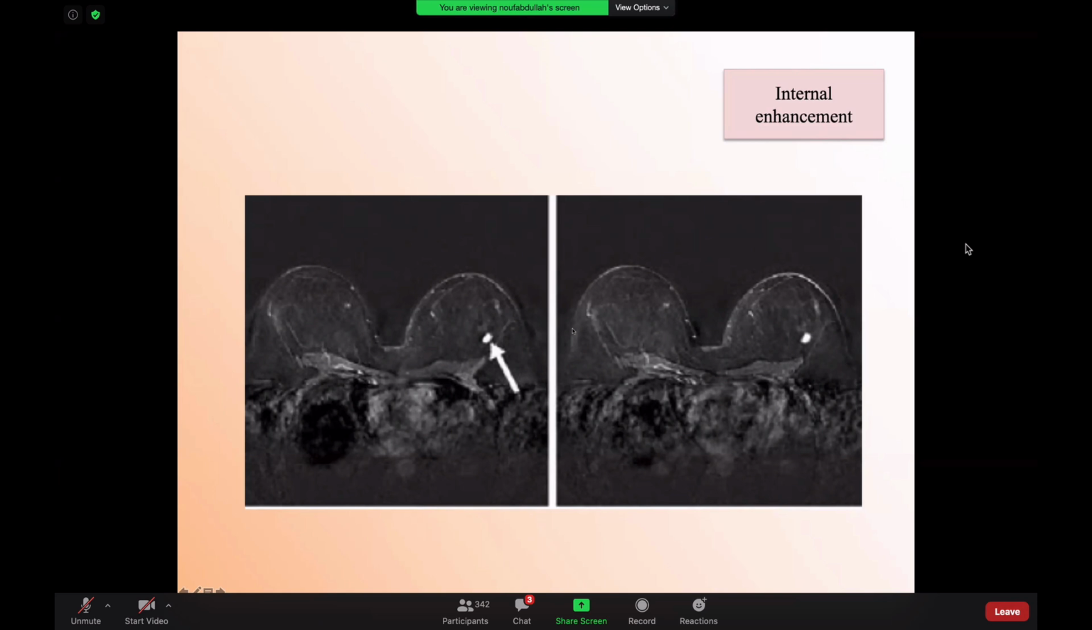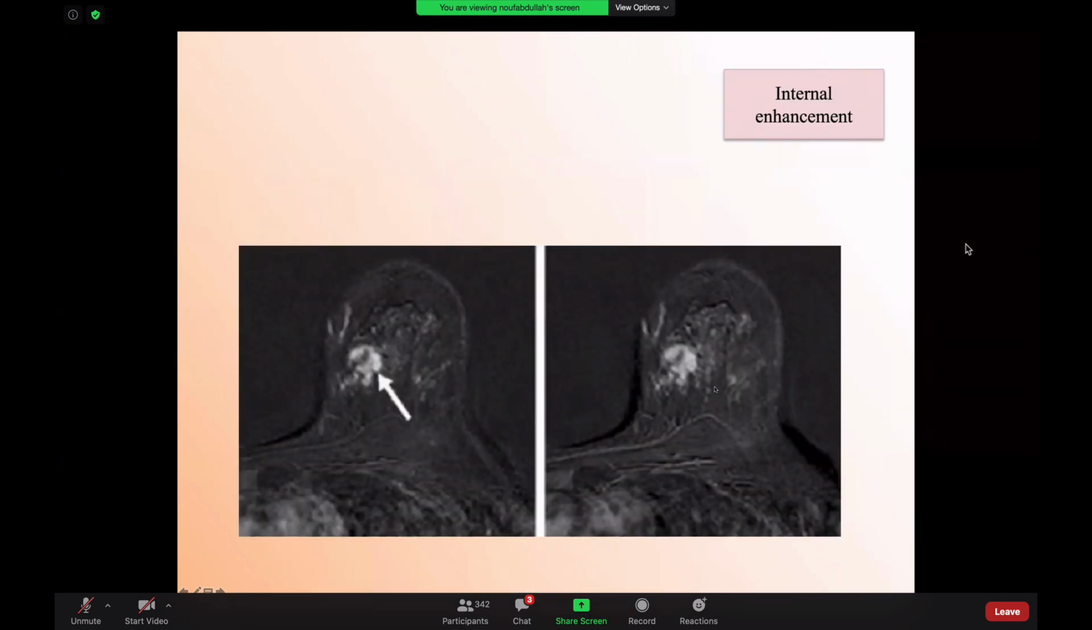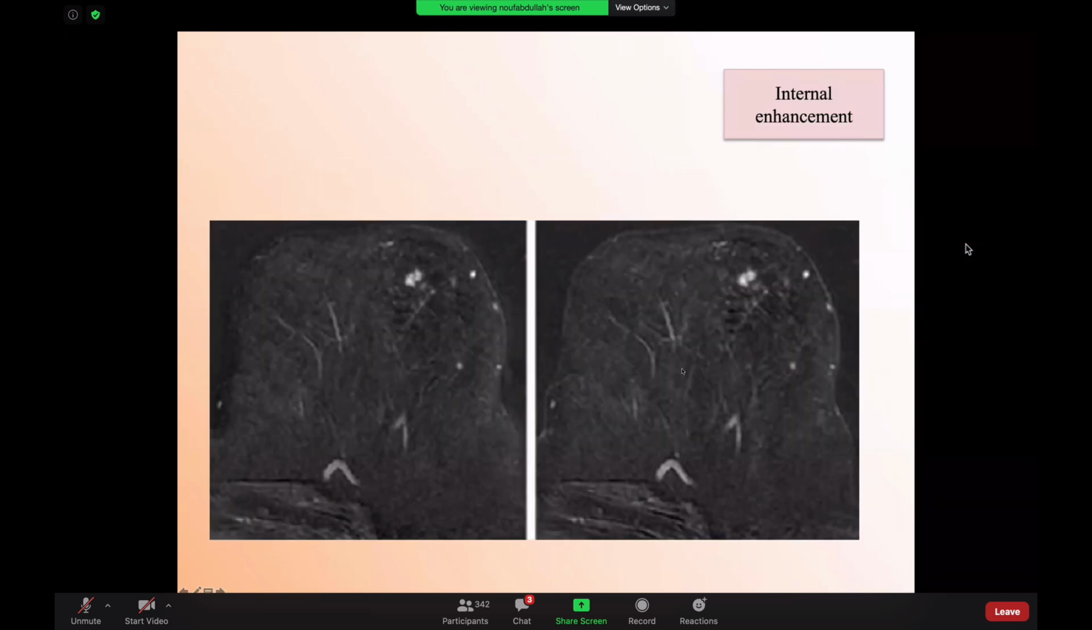Internal enhancement, very homogeneously enhancing, I'm dealing with benign lesion. Very heterogeneous enhancement, areas that appear hyper-enhancing, areas appear washing out, very suspicious. Heterogeneous enhancement, again, with irregular lobulated margin, very suspicious, BI-RADS 4.